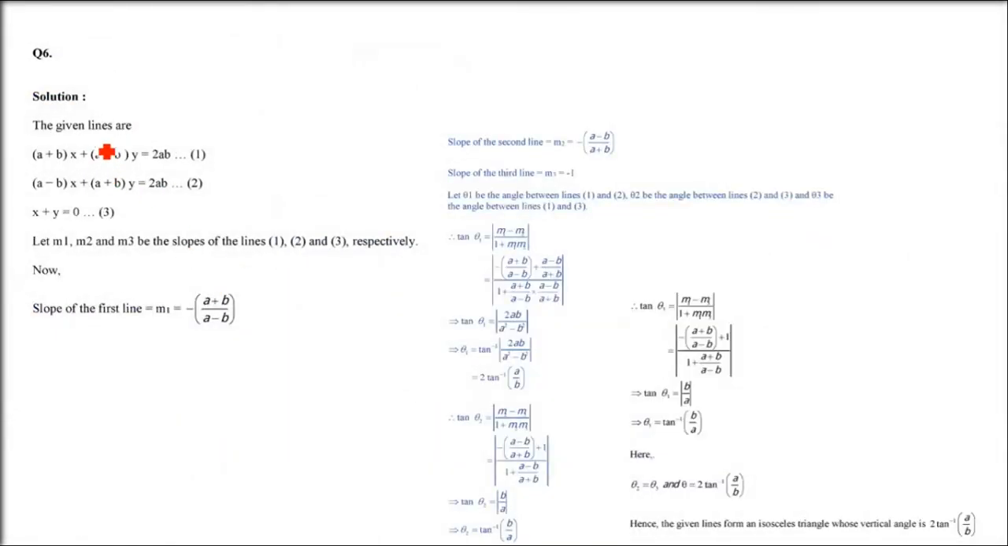Now, this is question number 6. Prove that the straight lines (a plus b)x plus (a minus b)y equals ab, and (a minus b)x plus (a plus b)y equals ab, and x plus y equals 0 form an isosceles triangle whose vertical angle is 2 tan inverse a by b.